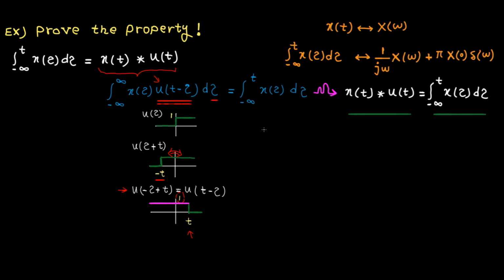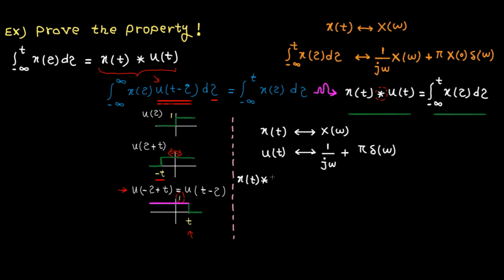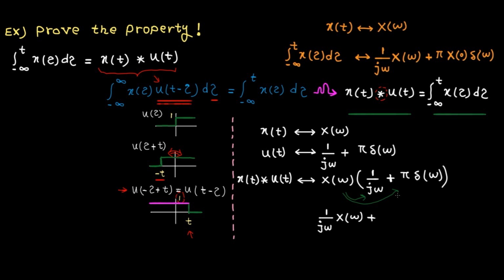for x(t) convolved by u(t). Let's assume the Fourier transform of x(t) is X(omega). Also, in one of the previous examples, we proved the Fourier transform of u(t) is this. Now let's do the convolution between x and u. Convolution in the time domain is multiplication in the frequency domain. Here we go. To simplify the answer, multiply X(omega) by this, and then by this delta function.